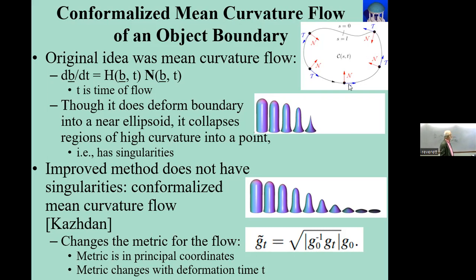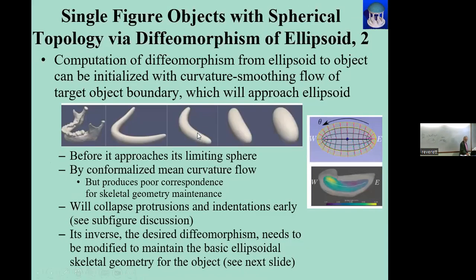Okay, so now the new idea is, no, let's not use mean curvature flow. Let's use conformalized mean curvature flow. And that will take us, as this example shows, where conformalized mean curvature flow has been applied, into the bent hot dog and then from the bent hot dog down into the ellipsoid. It's not precisely into the ellipsoid. So we get a diffeomorphism from the almost ellipsoid into whatever our target object is. And we have to do one little further step of taking the best fitting ellipsoid to this almost ellipsoid. And then we have one final little piece of diffeomorphism to do also.